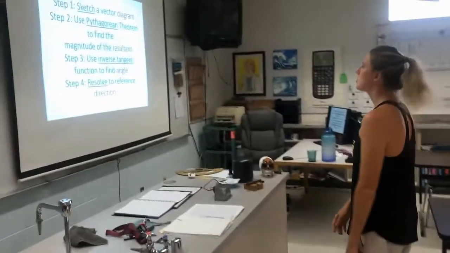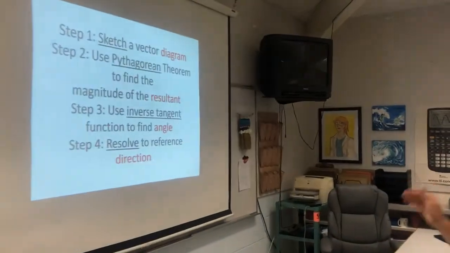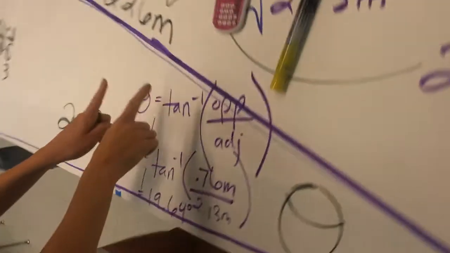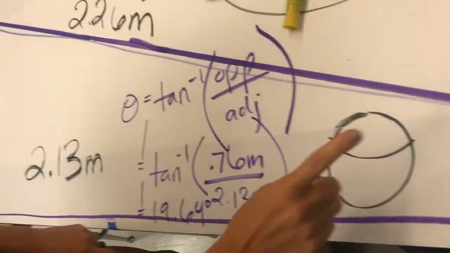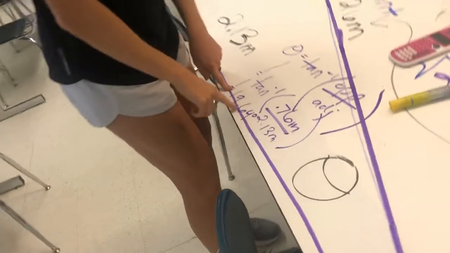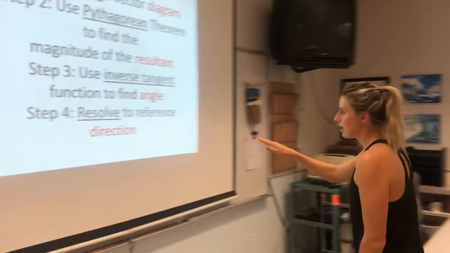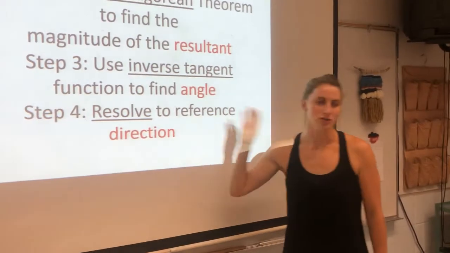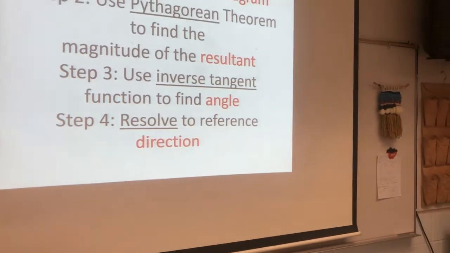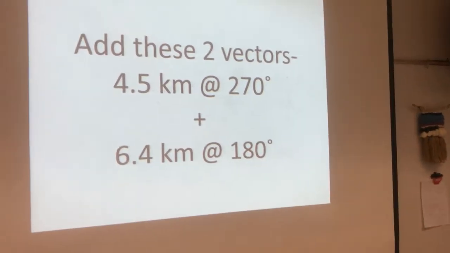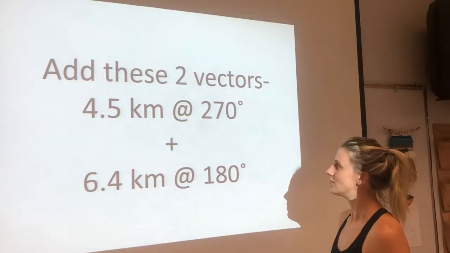Step 3, use the inverse tangent function to find the angle. We did that over here. Inverse tangent to find the angle, and we said it was 19.64 degrees. And then step 4, resolve to reference direction. This right here is going to be the trickiest part. Do not let it scare you. Let's do it. Add these two vectors.